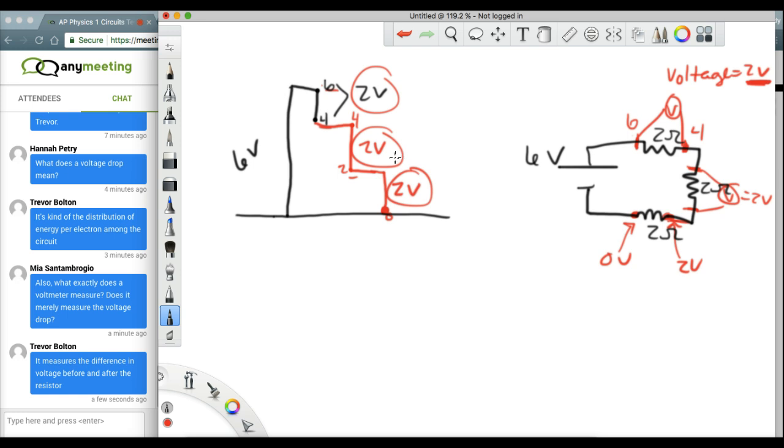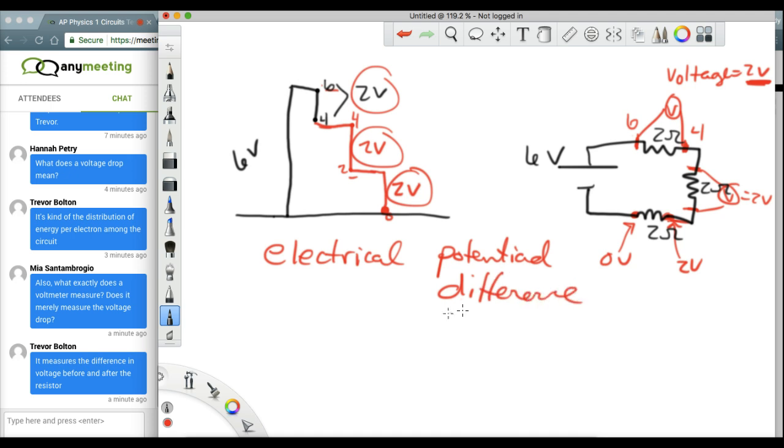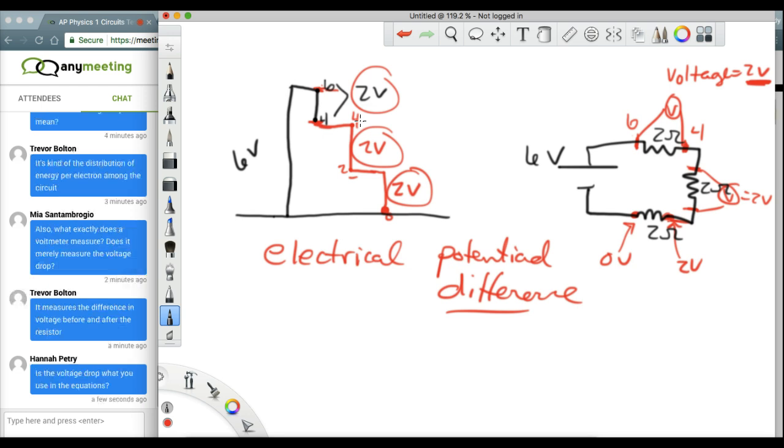Yes, Mia, the voltmeter measures the voltage drop. More technically, you could say it measures the electrical potential difference, remember that word, difference. It measures the difference between these two electric potentials. The voltage drop is what you use in equations.